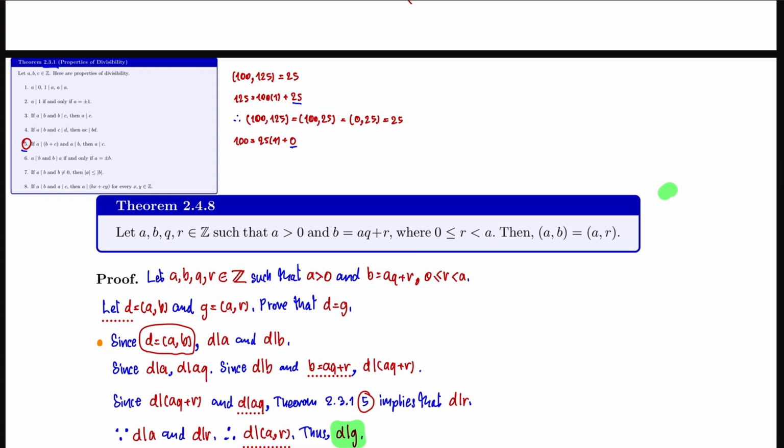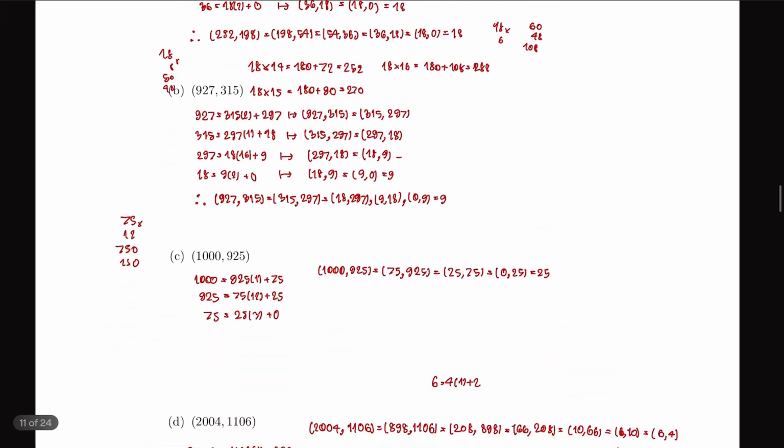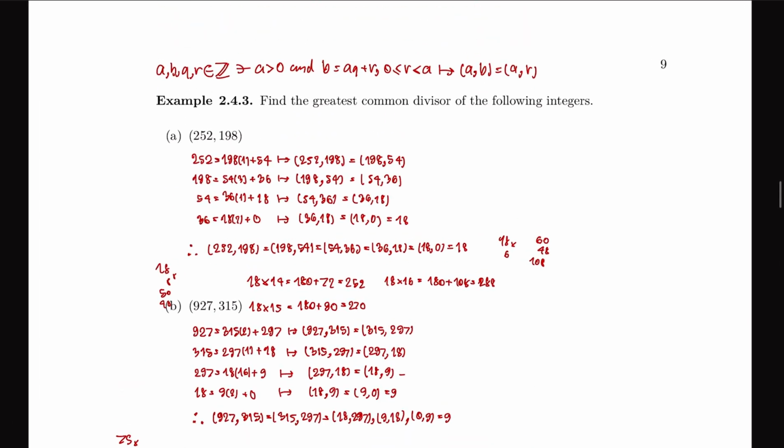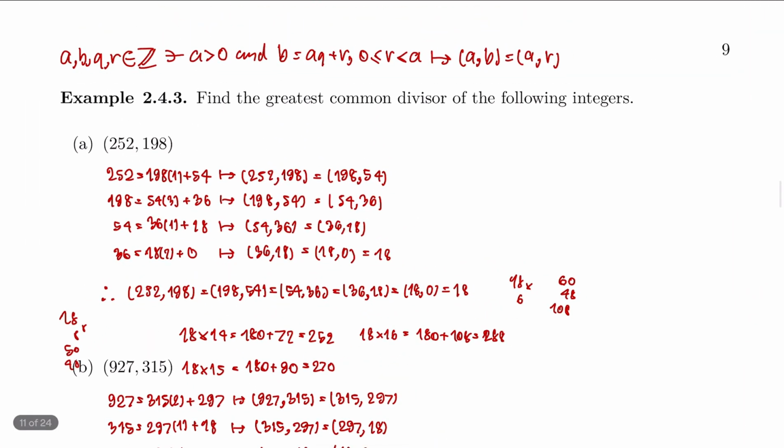So this is how to use Theorem 2.4.8 to calculate the greatest common divisor of these numbers. That's it for this video.